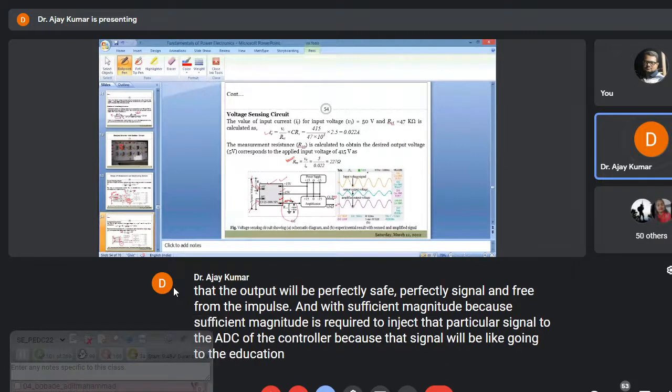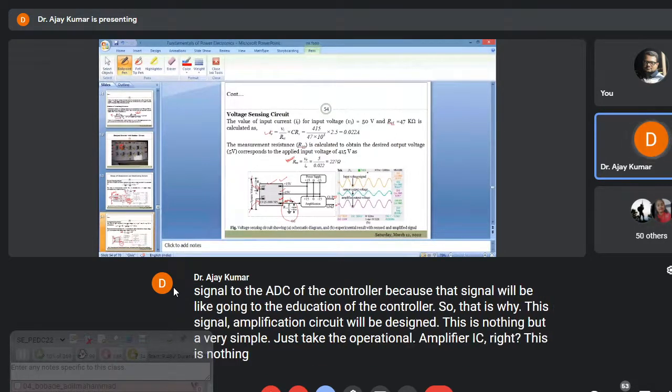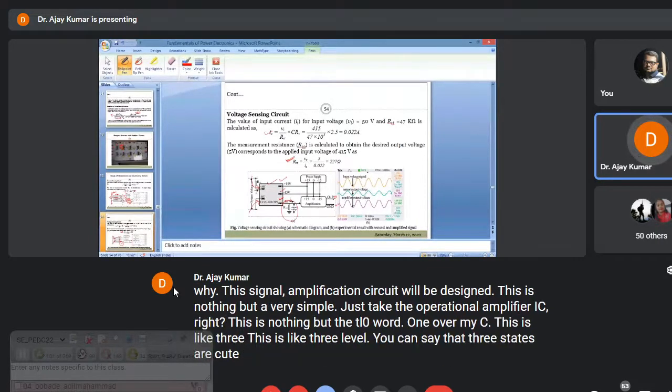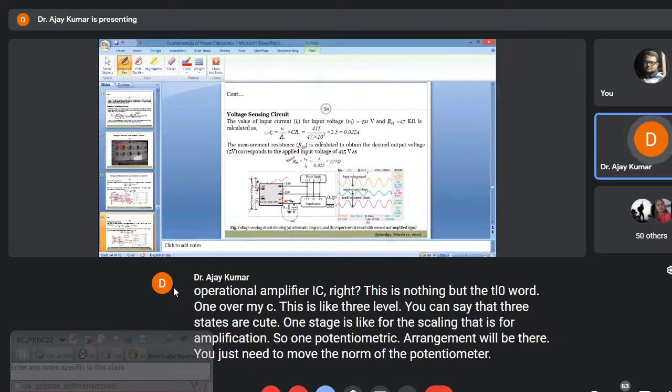That is why this signal amplification circuit will be designed. This is nothing but a very simple circuit. Just take the operational amplifier IC, right? This is nothing but the TL01 op-amp IC. This is a three stage circuit. One stage is for scaling, that is, for amplification. So one potentiometric arrangement will be there. You just need to move the knob of the potentiometer, and you can shift the signal magnitude.